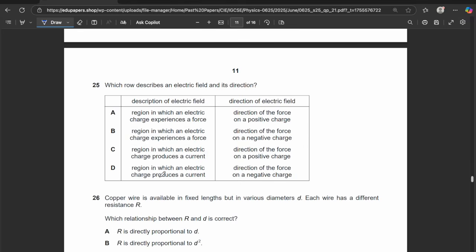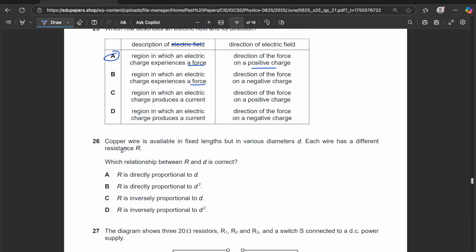25. Which row describes an electric field and its direction? So an electric field is a region in which an electric charge experiences a force, not current, and the direction is on a positive charge. 25A.